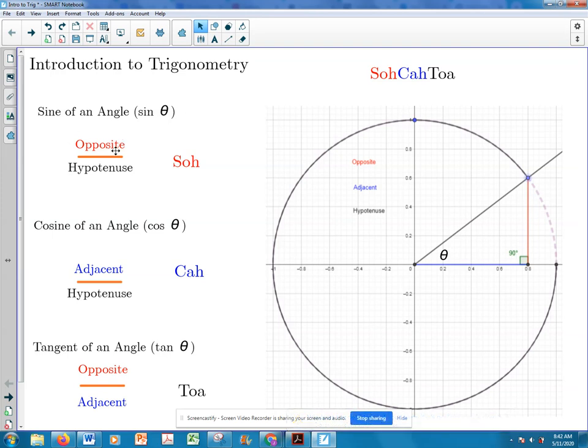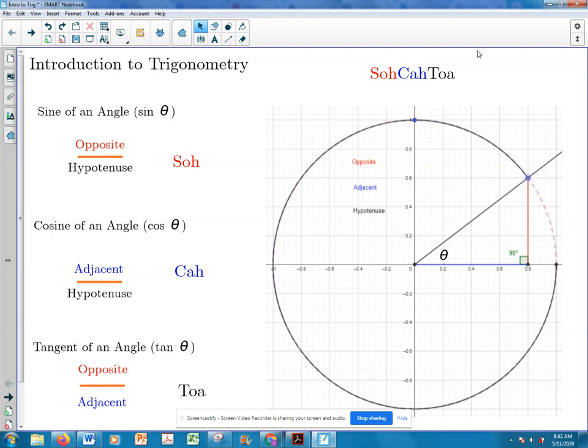Trigonometry really just has to do with the ratios of the sides in a right triangle. So here's my little right triangle over here. And so we find out that sine is opposite over hypotenuse, the ratio of the red to the black. In the cosine, we're taking the blue, the ratio of the adjacent to the hypotenuse. So adjacent over hypotenuse, that's the CAH. And then tangent. In the tangent, you've got opposite over adjacent, the ratio of the red to the blue, that's the TOA.